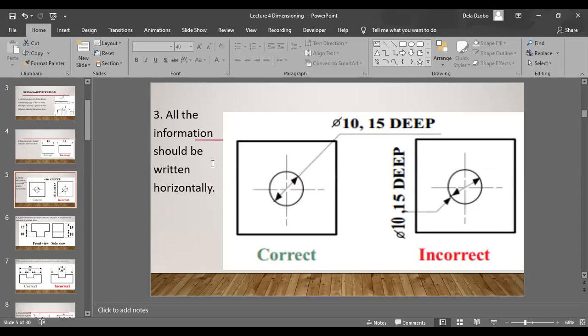And number three, all the information should be written horizontally. All the information on the object we are dimensioning should be written horizontally. So you cannot have lettering that concerns the dimensioning that is vertical. Here we have a horizontal one, and it is not allowed to have a vertical one.